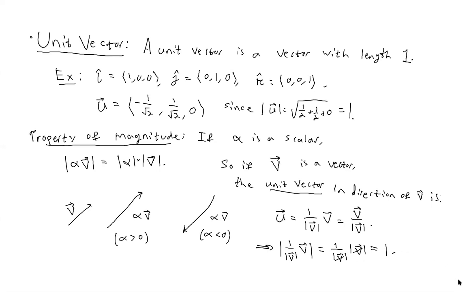So unit vectors are very important. A common misunderstanding is that the unit vectors are i, j, and k, and no other vectors are unit vectors. But that is not true. There are lots of other unit vectors, like this u that I made up over here, u equals negative 1 over root 2, 1 over root 2, 0. That's also a unit vector, even though it's not one of the coordinate unit vectors.